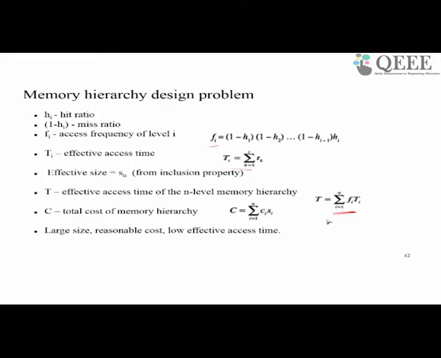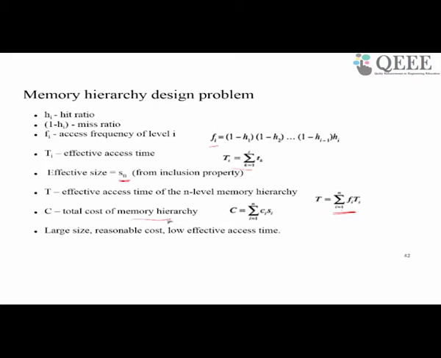What is the effective size of the memory? It is just the size of the nth level. It is not the size of all the levels put together, because of the inclusion property. The content of the nth level is present, a part of it will be present in level n minus 1 and so on. The first level will be duplicated in the second level, which will be duplicated in the third level and so on. So the effective maximum amount of data that you can store is nothing but the size of the nth level.